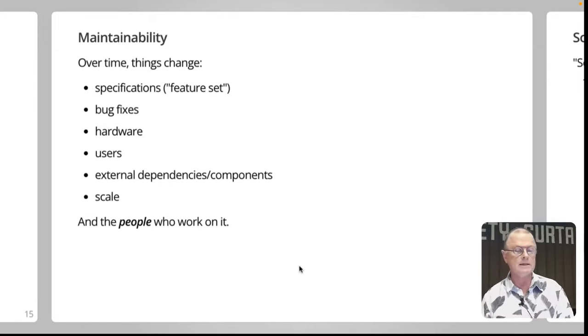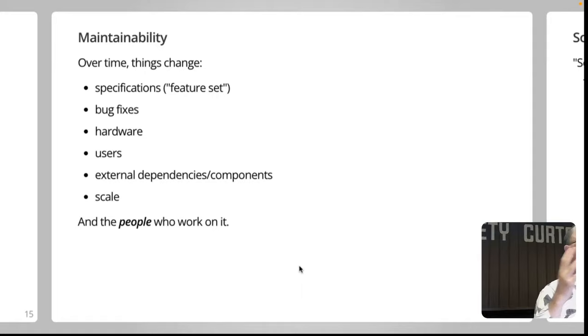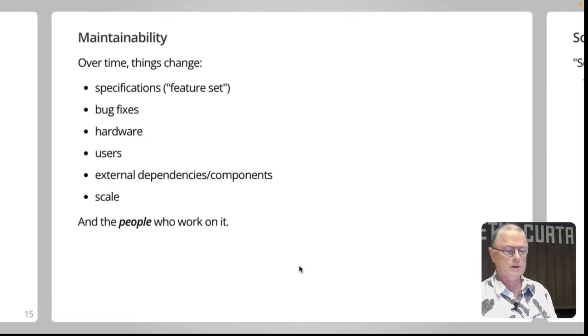And finally, the biggest and the hardest one is scale. You write a web page that works for 20 people, 20 customers simultaneously. That's fantastic. Your company takes off, and now you've got 1 million. Can your program handle 1 million simultaneous connections? Probably not. What do you do about that? You have to do some engineering.